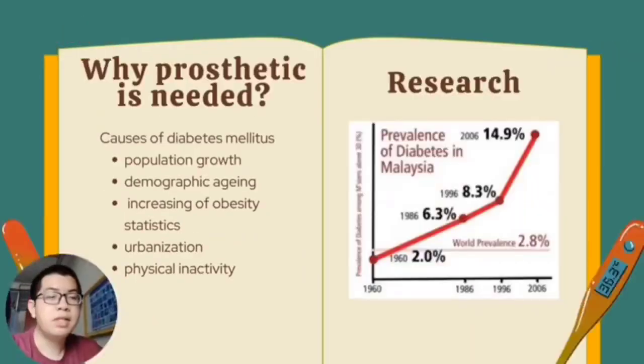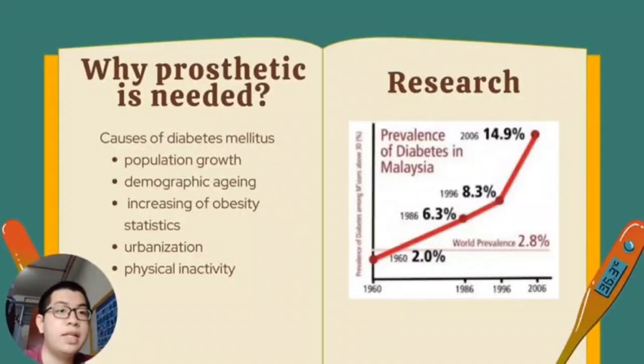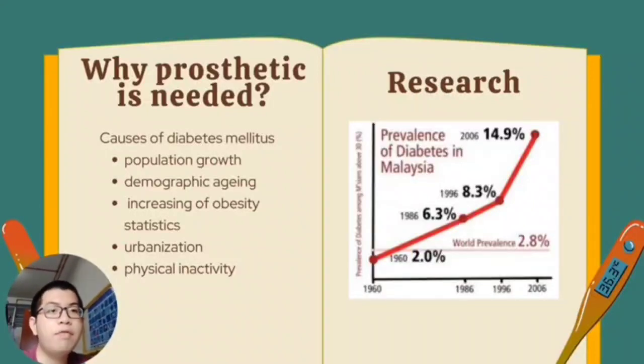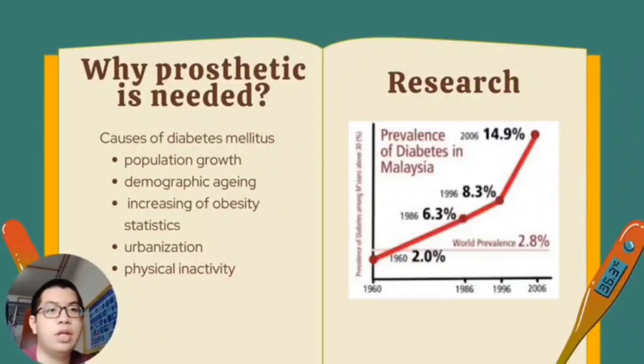The number of diabetes mellitus patients increases drastically year by year due to a variety of causes, including population growth, demographic aging, increasing obesity statistics, urbanization, and physical inactivity. Therefore, the rate of blood flow through the peripherals decreases, resulting in poor recovery and weak sensation, and these symptoms are the main cause of amputations on lower limbs.